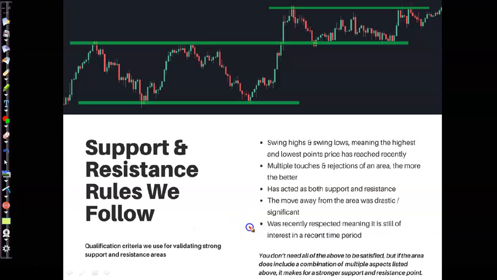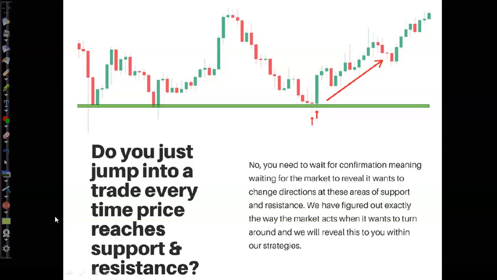Last, respecting recently. Now in this area I can see price is respecting recently, and here I can see price is respecting recently. So this area is more important. Now most people are asking me, do you just jump into a trade every time price reaches support and resistance? Most new traders do. Now here I can see price hit and reversed back, acting as a support, price hit and reversed back, acting as a support.